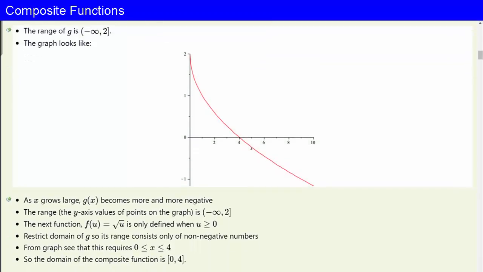I claim the range of g is the half-open interval minus infinity to 2, including 2. We can see this analytically, but looking at the graph is easier.